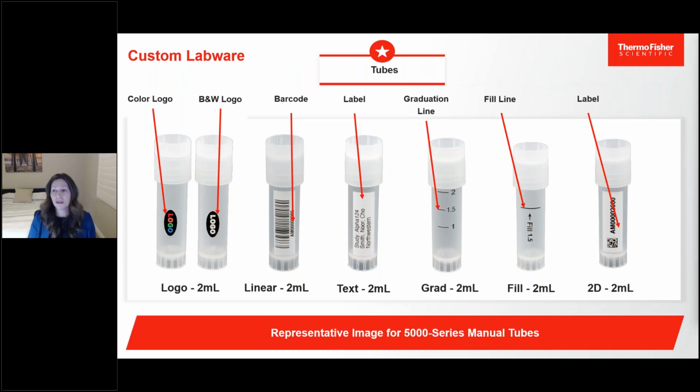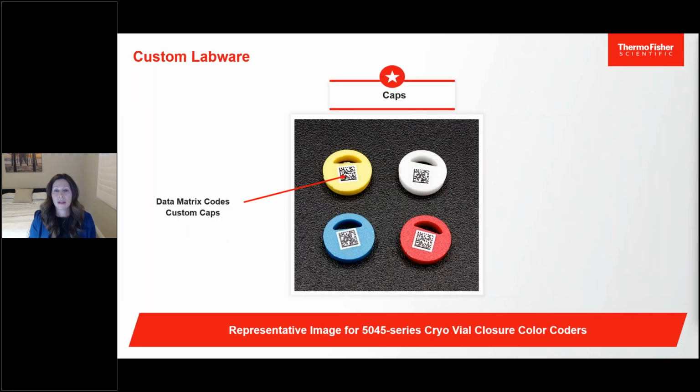Here are some examples of our custom printing capabilities shown on one of our 2 ml Nalgene tubes. We offer color and black and white logos. We have custom linear barcodes, text labels. We have graduation lines, fill lines, and 2D labels. So we have a large assortment there. We also offer custom coders where we can add data matrix codes as shown here. These are for our manual tubes, so we have that option as well.